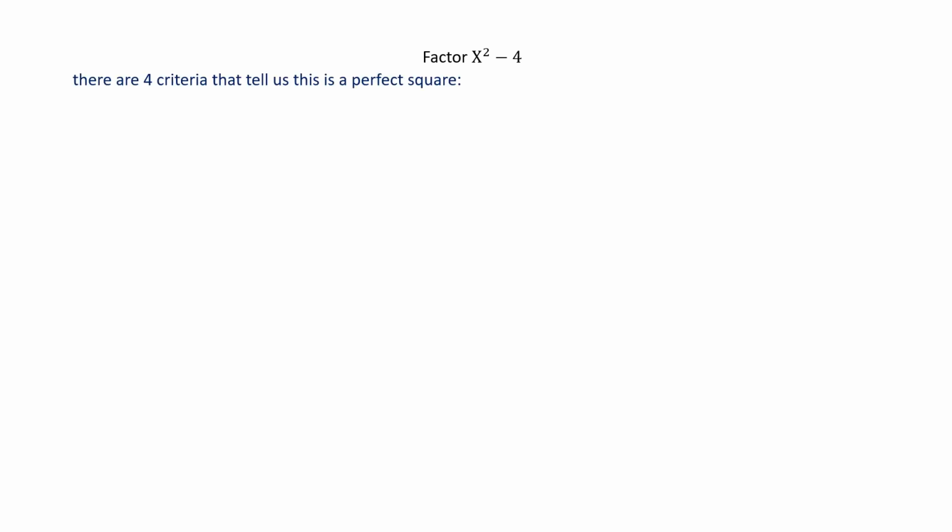So there are four criteria that tell us it's a perfect square. When factoring gets confusing is when all the types of factoring are mixed in together. Perfect squares are the easiest to spot because number one, it must be a binomial. Bi means two, so that just means it has to have two terms, two pieces, okay? It must be a subtraction. If you have two terms but it's an addition, it is not a perfect square.